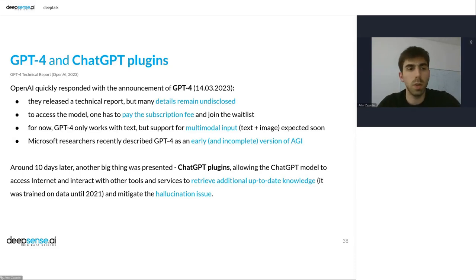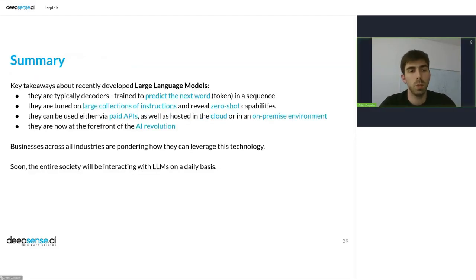Okay, to conclude my presentation, let me share a few key takeaways about the recently developed large language models. First of all, they are typically decoders, so they are trained to predict the next word or the next token in a sequence. They learn to do that by being tuned on large collections of text, in particular text framed as instructions, which leads to zero-shot inference capabilities of these models.